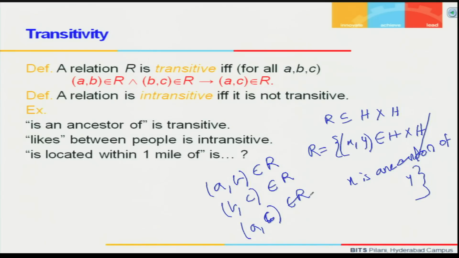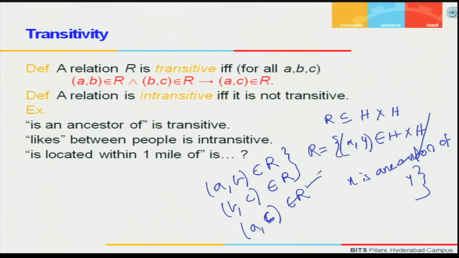So if somebody comes and says to me that A is ancestor of B and B is ancestor of C, then I can always say that A is ancestor of C. This I am able to say because the relation has been defined like that, and hence A comma C is going to be there in the relation R. Whenever these two properties are happening, I can definitely say A comma C is also going to be there in the relation R. Hence R is transitive. The way we have defined R here is a transitive relation.